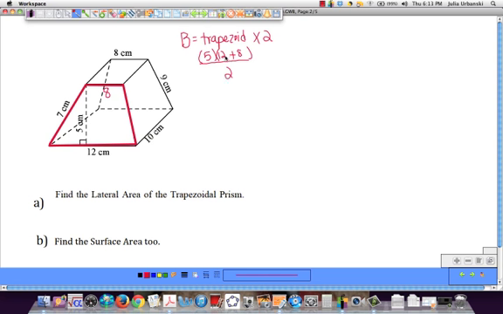Do your order of operations. Inside the parentheses, it's 20. 20 times 5 is 100. 100 divided by 2 is 50. And since there are 2 trapezoids, we multiply by 2 and we get 100.